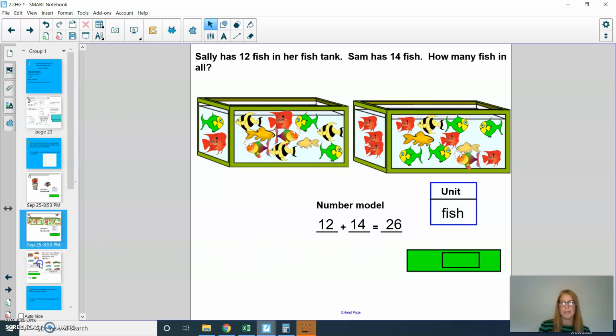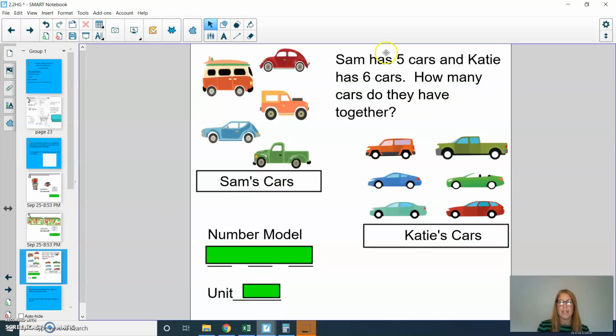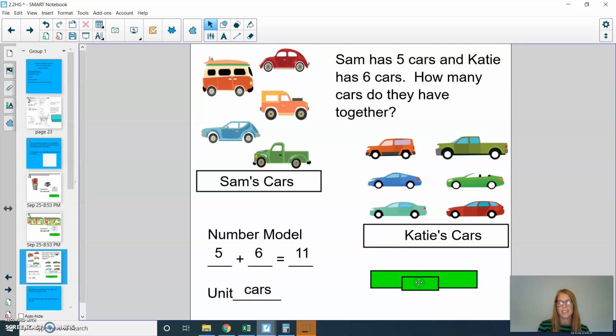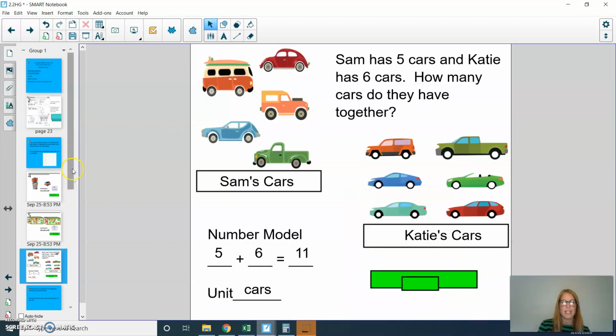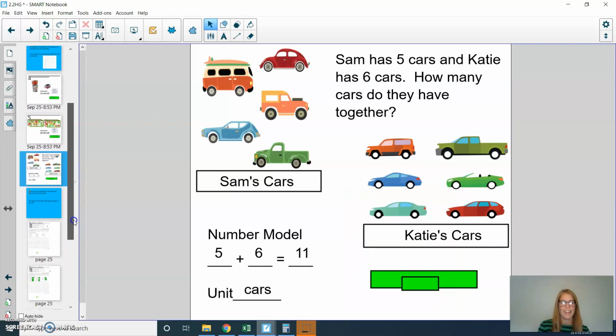Let's try one more. Sam has 5 cars. Katie has 6 cars. How many cars do they have together? Can you tell me the number model, answer, and the unit? Press pause and then play. So we should have 5 plus 6 equals 11, and my unit is cars. If you want more practice with those, you can continue making up some problems on your own before moving on.